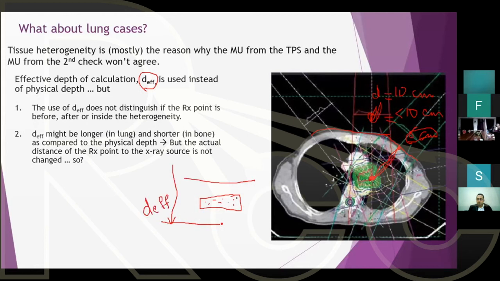Whether the heterogeneity was in the middle, or if the heterogeneity was right at the point of calculation, or if the heterogeneity was at the very beginning. D effective does not tell me how far away my point of calculation is from the heterogeneity. It could be right on top of it, it could be somewhere in the middle, it could be at the entry point. It didn't tell me.